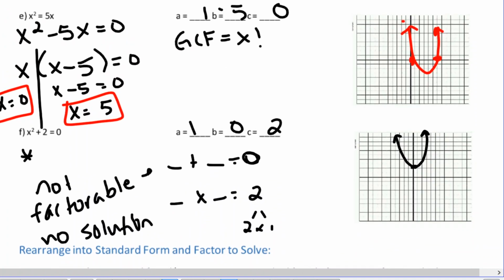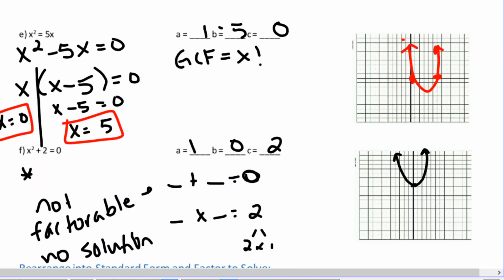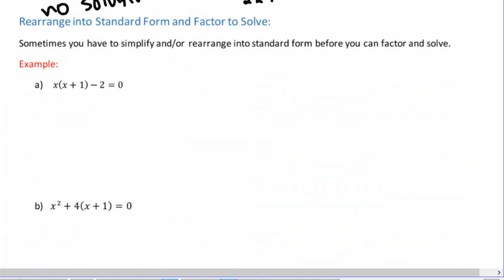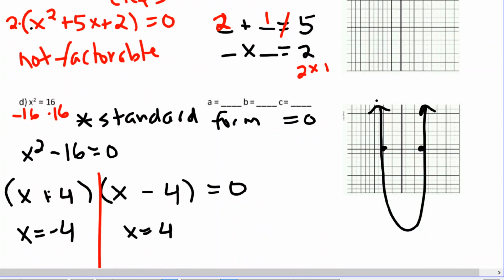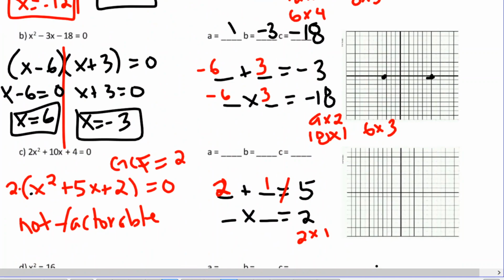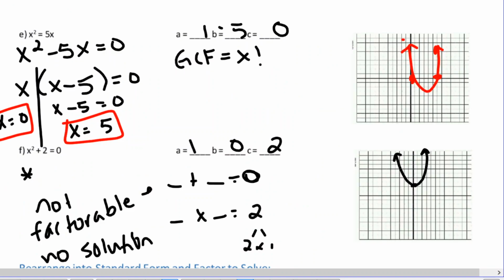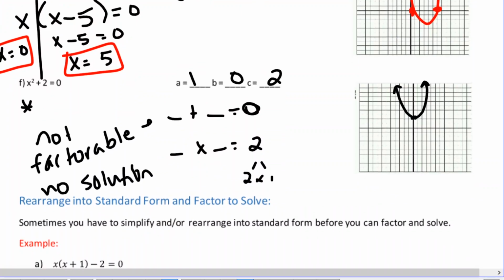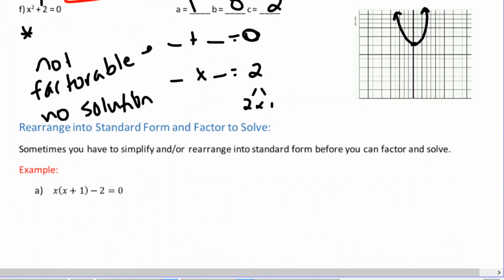So be careful though, because like we saw in the example on the last page, just because it's not factorable doesn't mean it doesn't have solutions. This graph still had 2 solutions. They just weren't nice numbers. So always verify. If you're unsure, if you're getting something that isn't factorable, verify through another method.